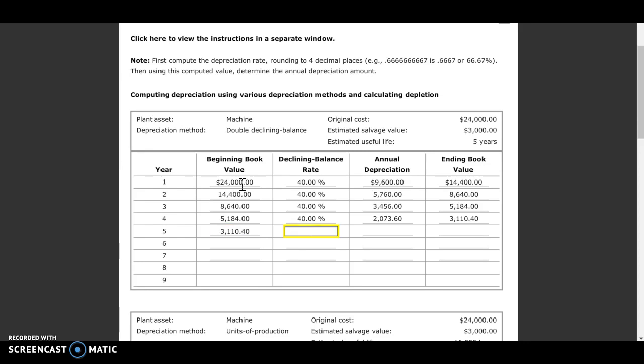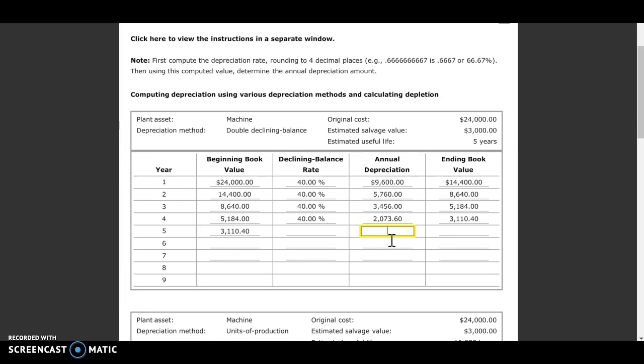Remember, we estimated our useful life to be 5 years. So even though our depreciation table shows years 6, 7, 8, 9, we're not going to keep on going. If we were to take that beginning book value times my 40%, it would be $1,244.16. And then that would bring us below our salvage value. So we're actually going to just leave this. I don't know if we put a 0 in. Maybe I'll leave it blank. Let's try and leave it blank and see what it does. Because we're not going to actually have a rate for this one.